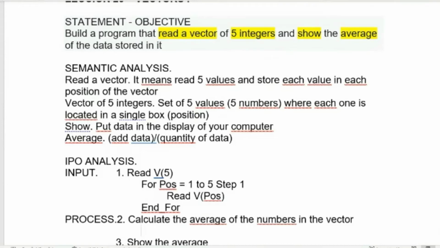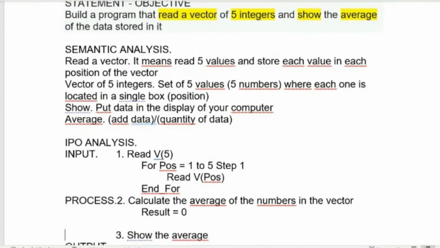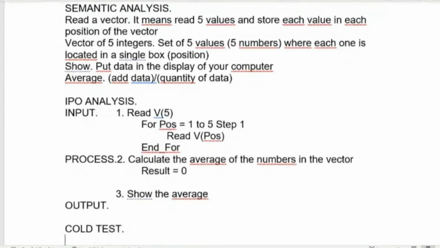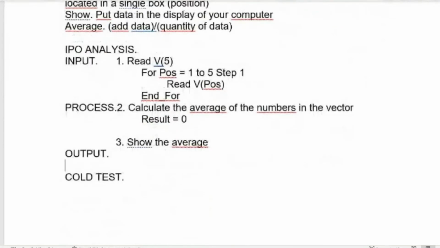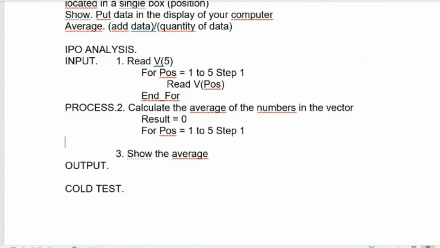So, we're going to use a variable called result, which begins at 0, and let's use again a for loop, pos from the first position to the fifth position with a step of 1. We have to look at and use the numbers in the vector.